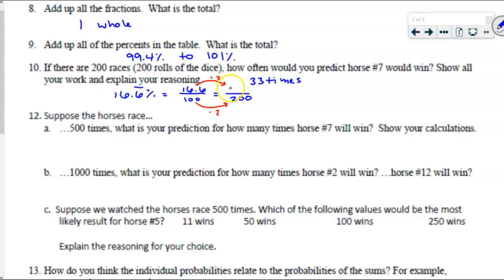Don't you really get like, yeah. And you just decided, well, that 33.3, we can't win a third of a time or 3/10 of a time or whatever. I think that's supposed to be repeating. So you're saying, well, that's about 33 times. Good. Any other strategies? Yes, Joshua.